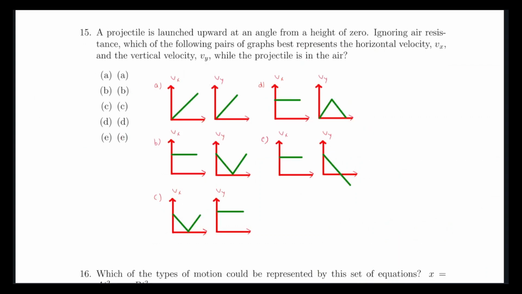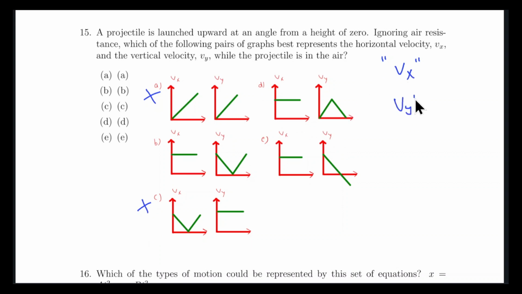Right. Over here, they are saying that the projectile is launched upward at an angle from a height of 0. Ignoring air resistance, which of the following pair of graphs best represents the Vx and Vy while the projectile is in the air? I'm assuming air resistance. Oh, yeah, they have clearly mentioned that air resistance is ignored. So the best way to eliminate the options is to see where Vx is constant, because we just learned that in a projectile, the horizontal velocity remains constant if the air resistance is ignored. That happens not in A, not in C. So it has to be either B, D, or E.